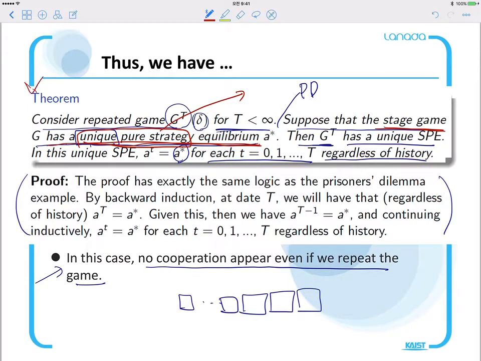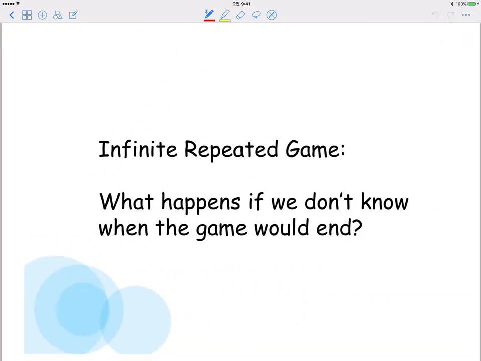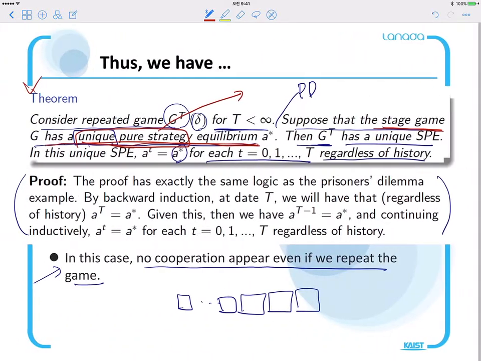And then we have this theorem, which follows our intuition. Since the number of rounds is finite, I can predict when this game will end, so I will behave just as if I play the one-shot game for just one round. Okay, this case is pretty easy, but now interesting things can happen when we have an infinitely repeated game.